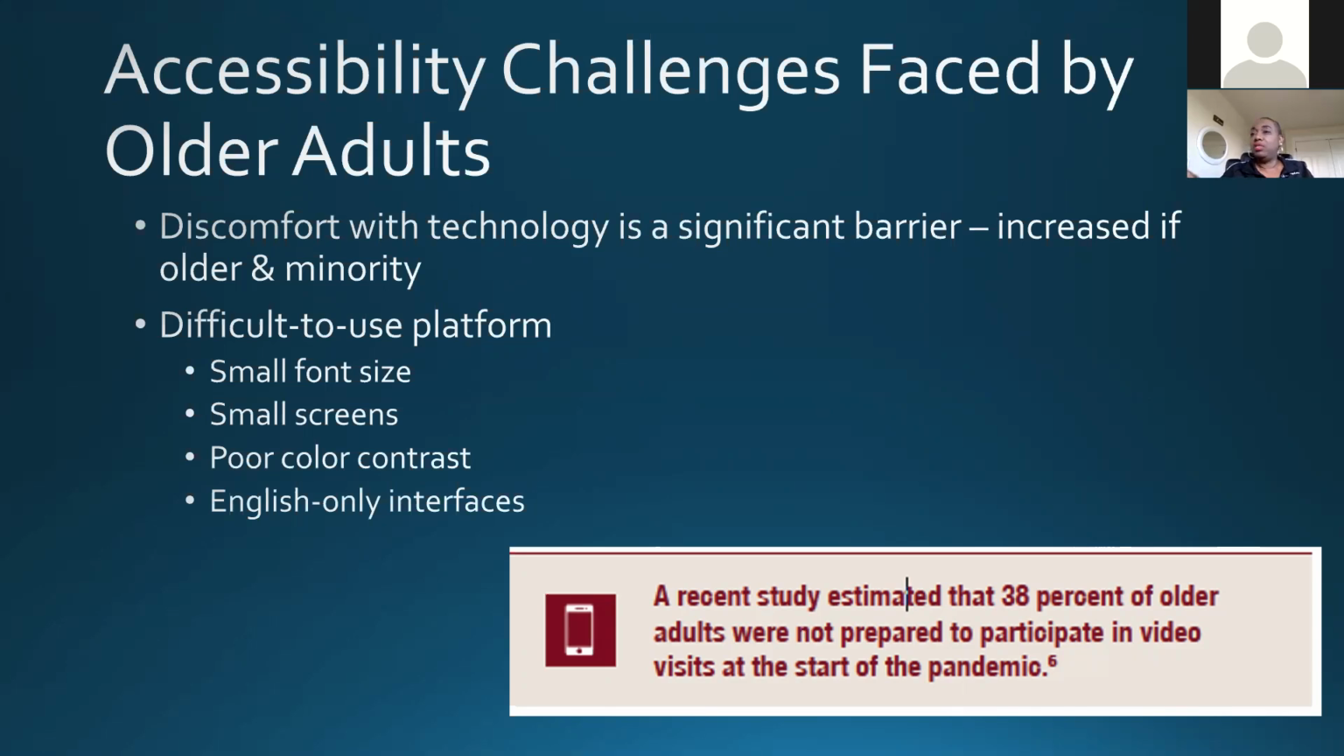Okay. And it's interesting, I found this in some documentation I was looking at. A recent study estimated that 38% of older adults were not prepared to participate at the start of the pandemic. 38%, that's huge. And if you think about it, they were the most susceptible. Yep, most vulnerable, exactly. Thank you for the term, I was looking for it.